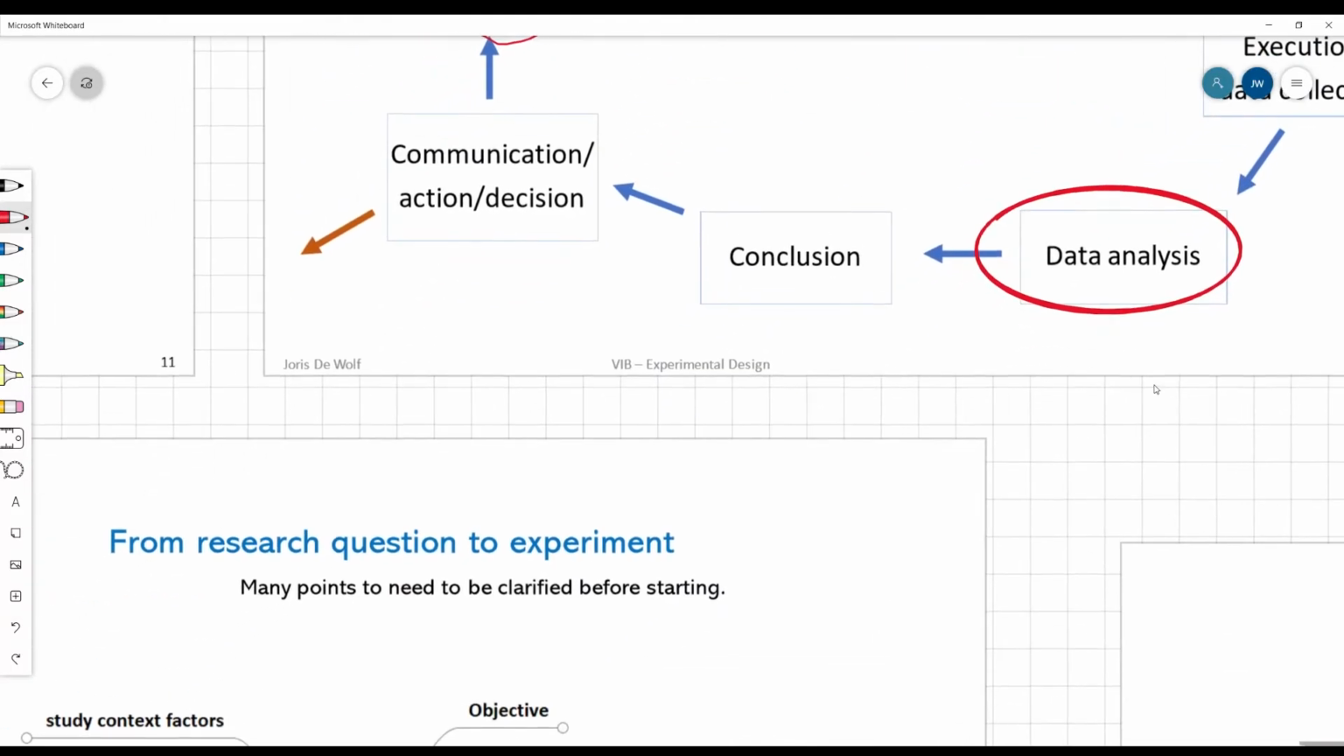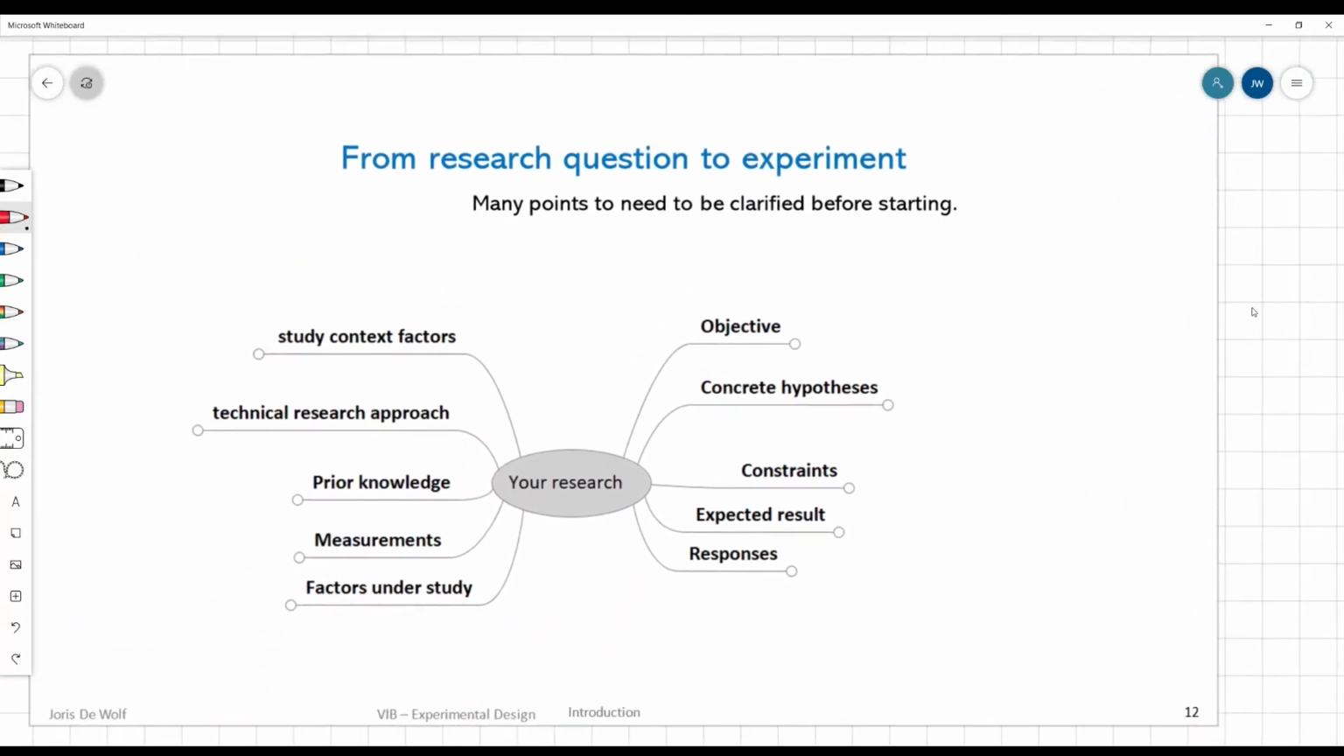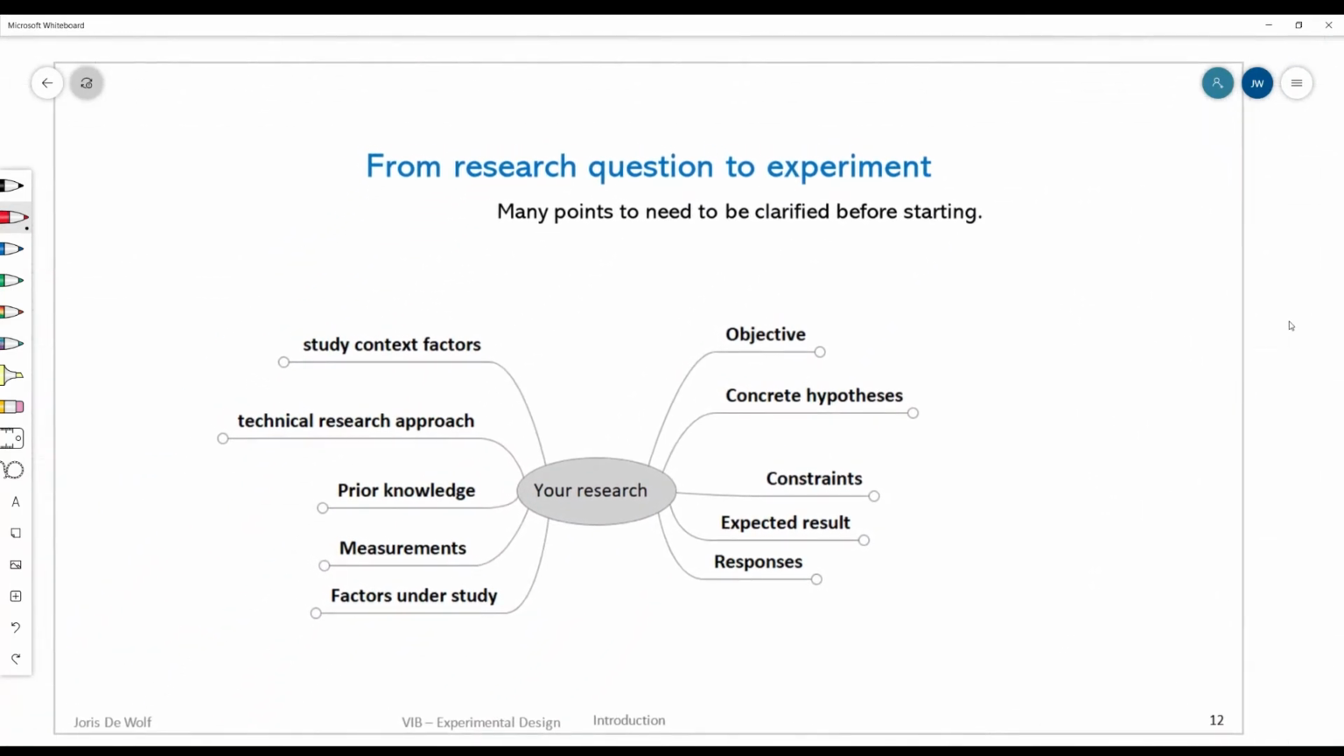In order to make that question clearer, I took you through this mind map where we have sort of a tick list of things that you should verify before you start designing an experiment, to see if you have all the questions already answered in your head. So it's obviously about objectives, but it's also about making concrete hypotheses out of these objectives. We should be aware of the constraints.